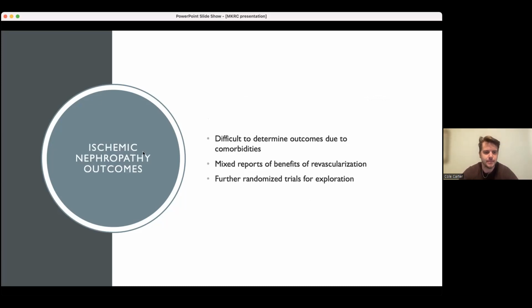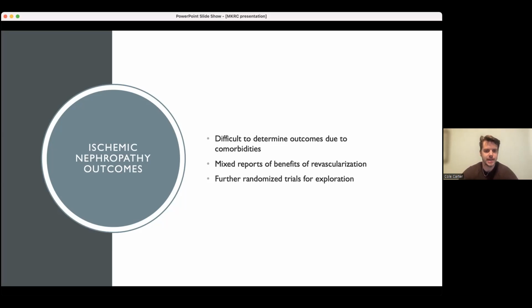And lastly, ischemic nephropathy, like I've touched on a little bit before, it's really hard to determine the outcomes due to comorbidities. Atherosclerotic renal artery stenosis isn't the only thing that contributes to ischemic nephropathy. You have many other diseases that can contribute to it. So the results are kind of mixed.